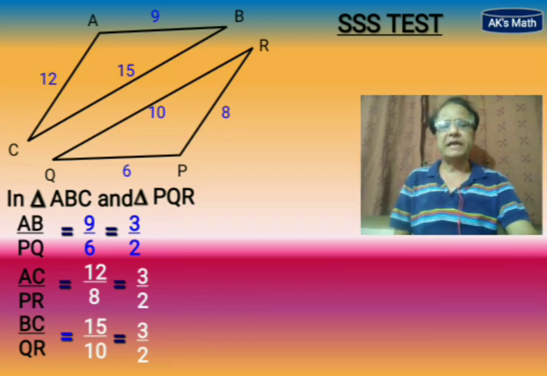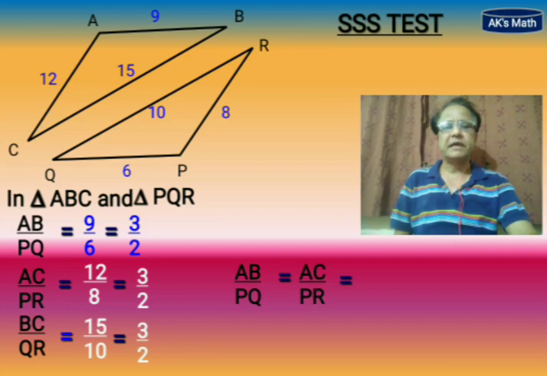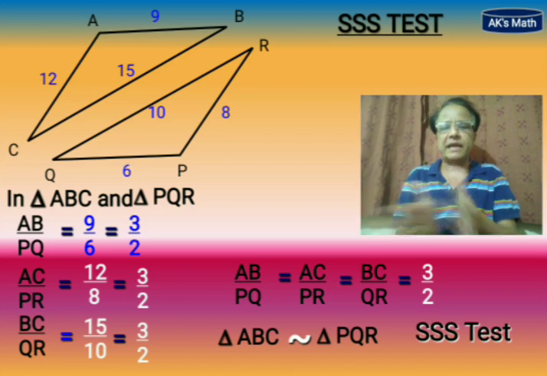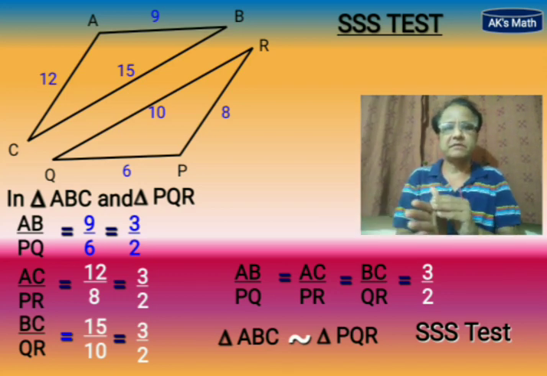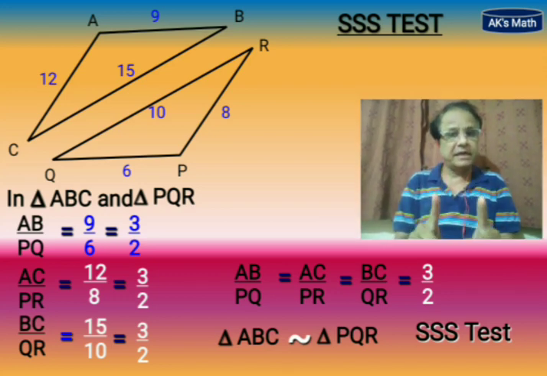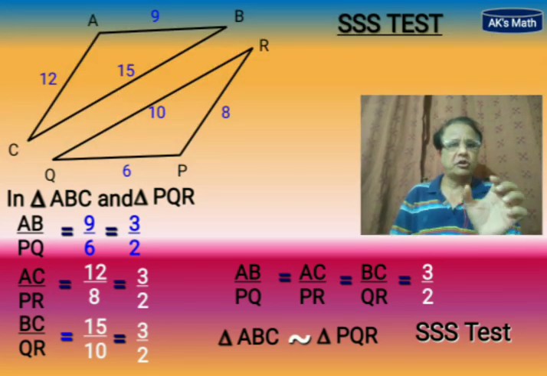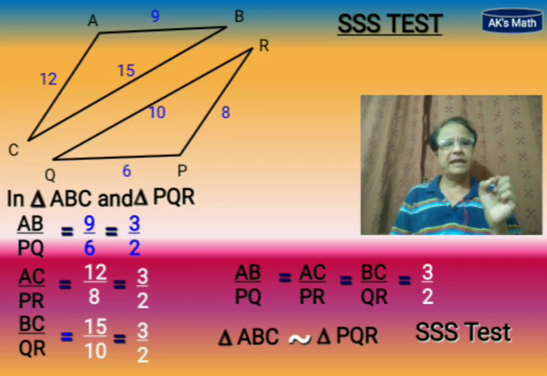So if the sides are in proportion, then we can write AB upon PQ is equal to AC upon PR is equal to BC upon QR, and it is equal to 3 by 2. By that way we can write triangle ABC is similar to triangle PQR by SSS test. This is very important to keep in mind, children, because here we have to take the ratios separately. If you have to check, you have to take the ratios separately. If similar triangles are given, then you can use ratios.